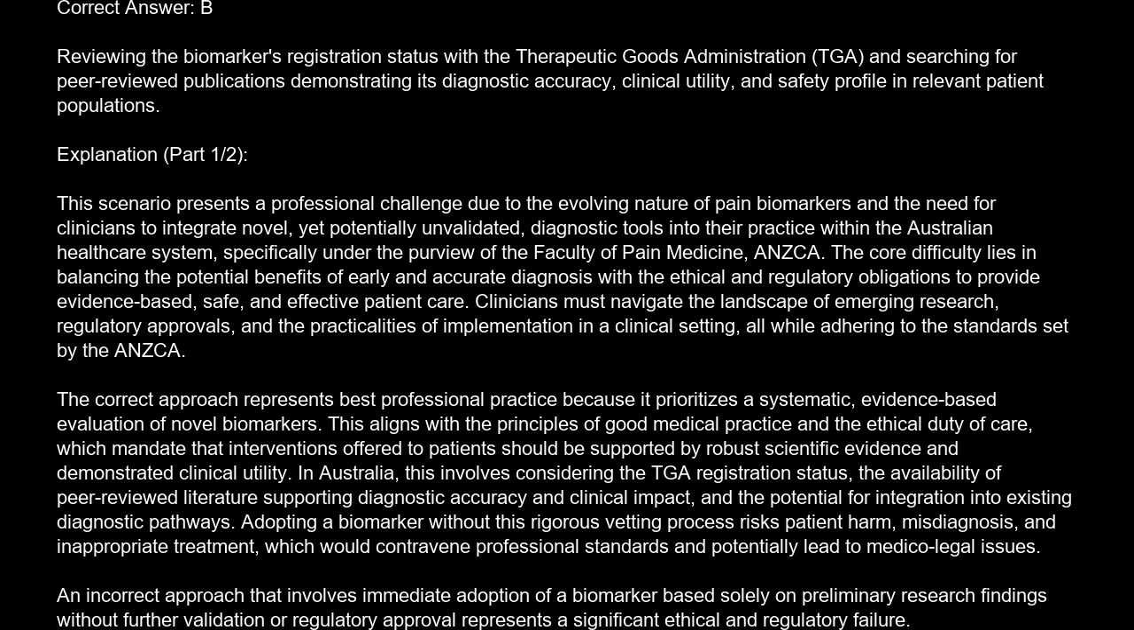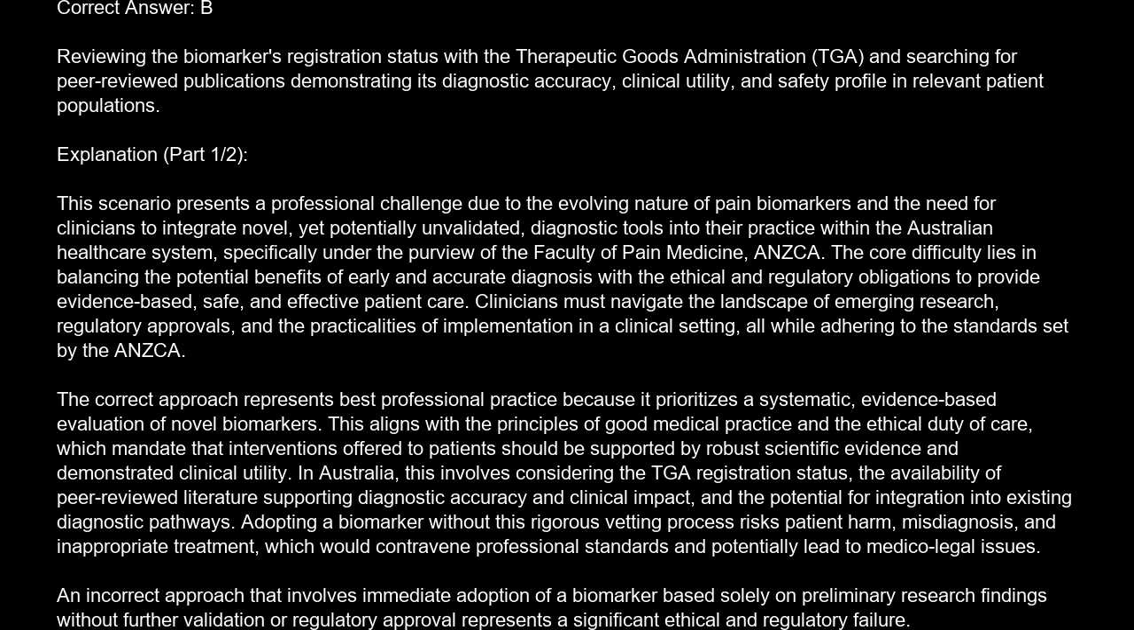The correct approach represents best professional practice because it prioritizes a systematic, evidence-based evaluation of novel biomarkers. This aligns with the principles of good medical practice and the ethical duty of care, which mandate that interventions offered to patients should be supported by robust scientific evidence and demonstrated clinical utility. In Australia, this involves considering the TGA registration status, the availability of peer-reviewed literature supporting diagnostic accuracy and clinical impact, and the potential for integration into existing diagnostic pathways.